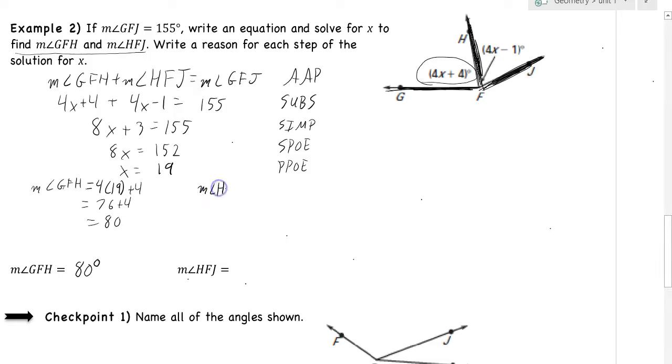Measure of angle HFJ. 4x minus 1. So 4 again times 19 minus 1. 19 times 4, again, I get is 76. Subtracting 1 from it, I get 75. The measure of angle HFJ is 75 degrees. We are going to skip down to the very bottom and do checkpoint 5 together.